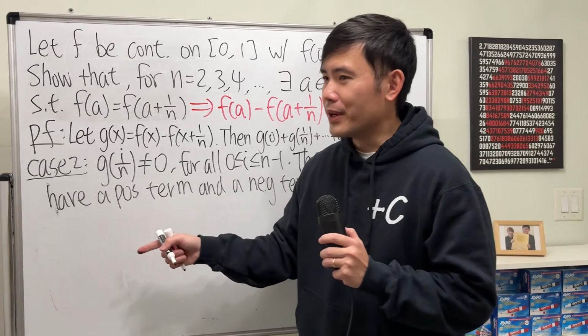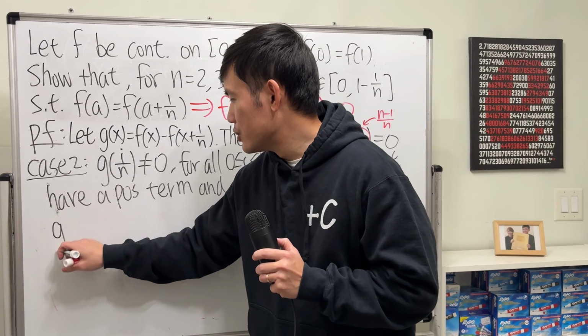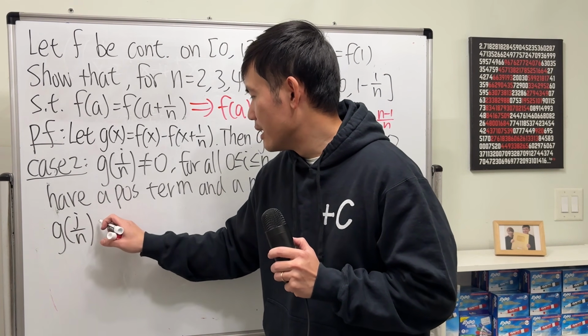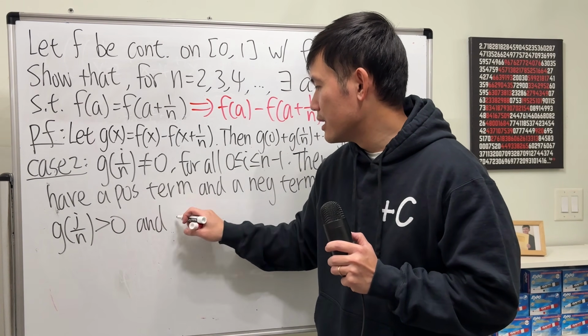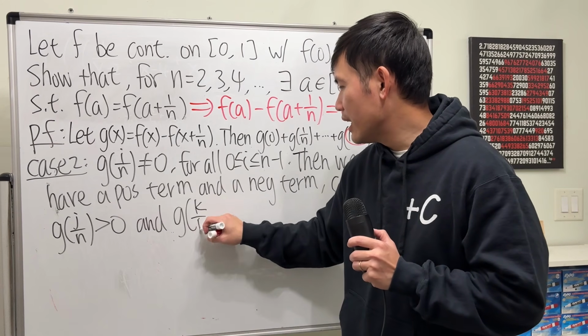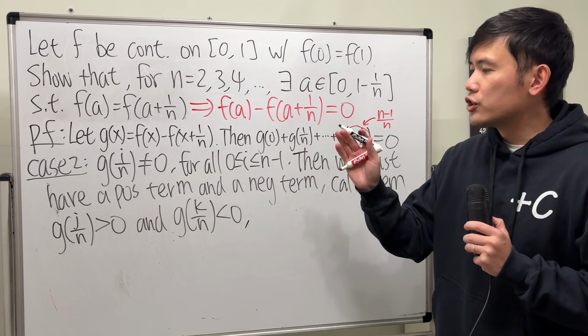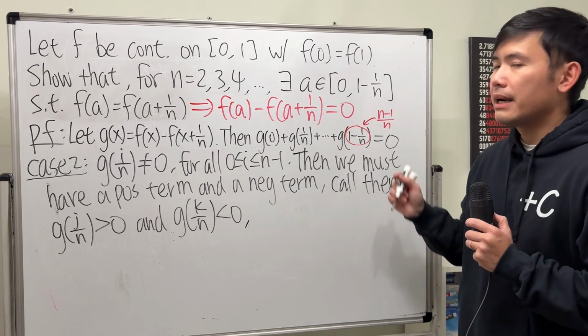I used i already, so that's just j and k in this case. So I will say g of j over n, let's say this is the positive term, and k over n is the negative term. Now I have to specify what j and k are. Once again, they will be going from 0 to n minus 1.